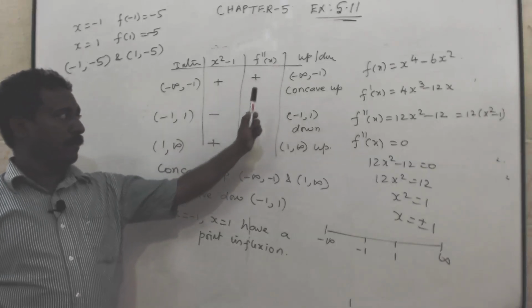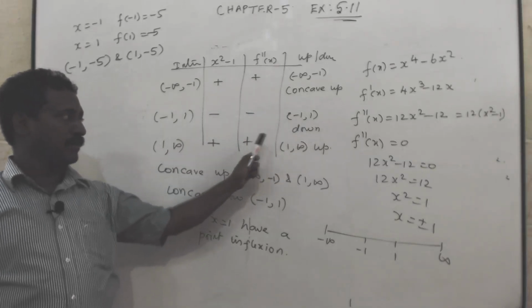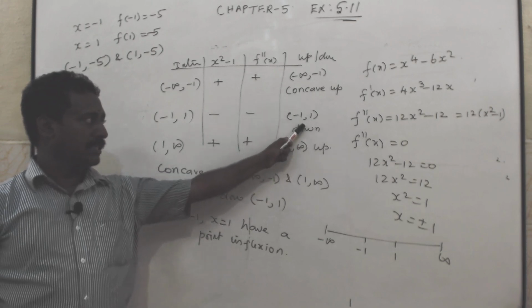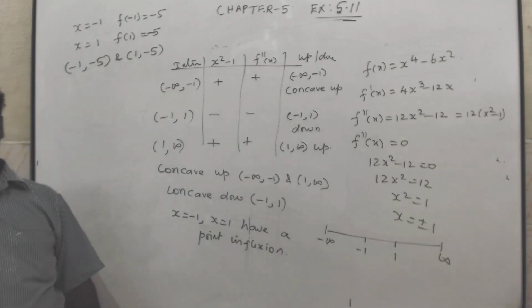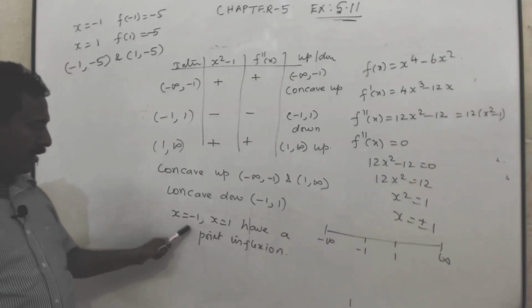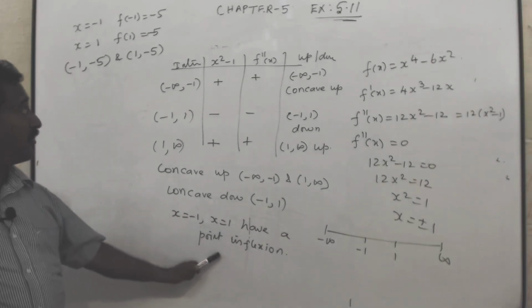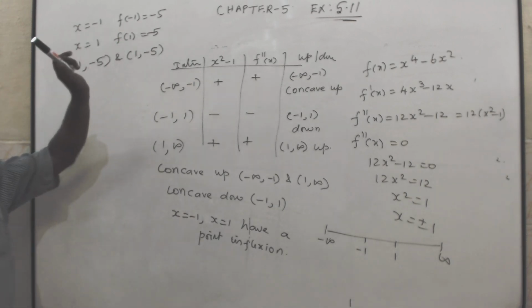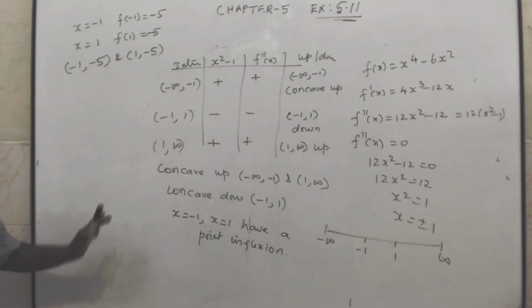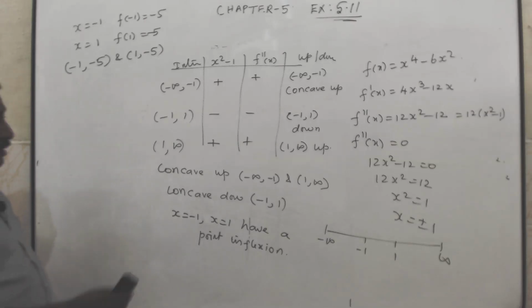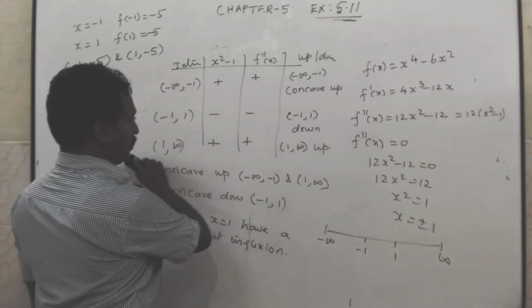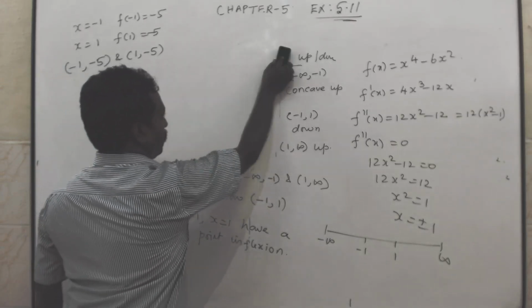So plus, minus, plus. Plus means concave up, negative means concave down, plus means concave up. Here one change, here one change. There are two changes. That's why two points of inflection. X is equal to minus 1 and x is equal to plus 1 have a point of inflection. Substitute and find out the points. Same way, do the next problem. Sixth one, same method, you can solve. Fifth one, I'll do it.